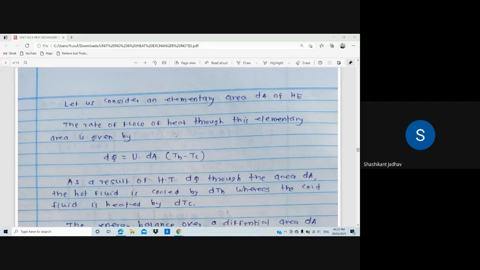Let us consider an elementary area dA of heat exchanger. जो काय एलिमेंट आपण कन्सिडर केलेला आहे त्याचा एरिया पण काय कन्सिडर केलेला आहे dA इतका एरिया कन्सिडर केलेला आहे तो तेवढाच एरिया आपण फर्स्ट स्टेप मध्ये कन्सिडर करणार आहे. So let us consider an elementary area dA of heat exchanger.